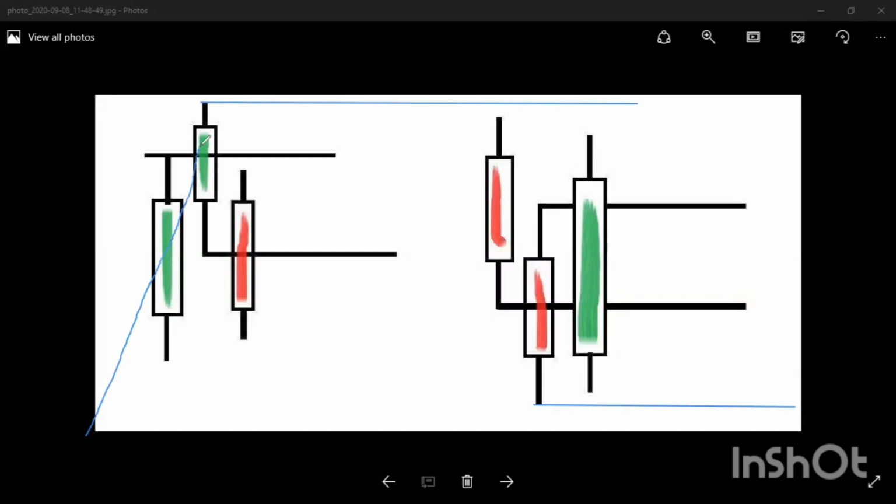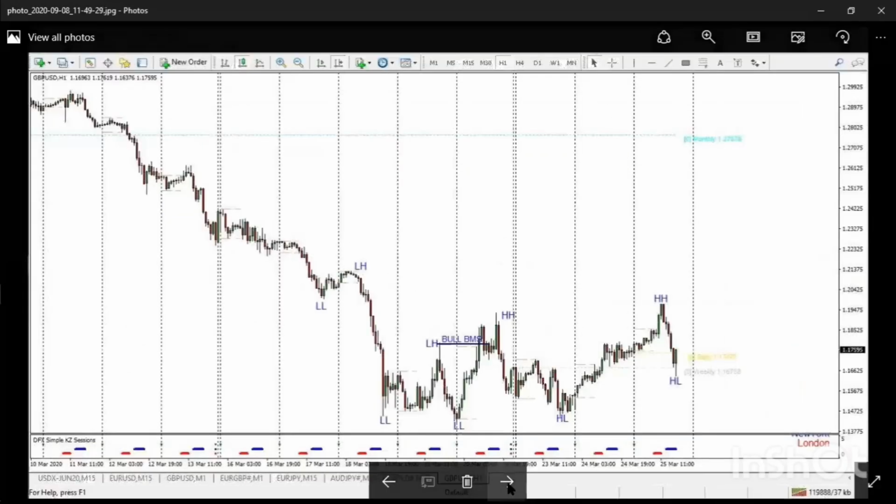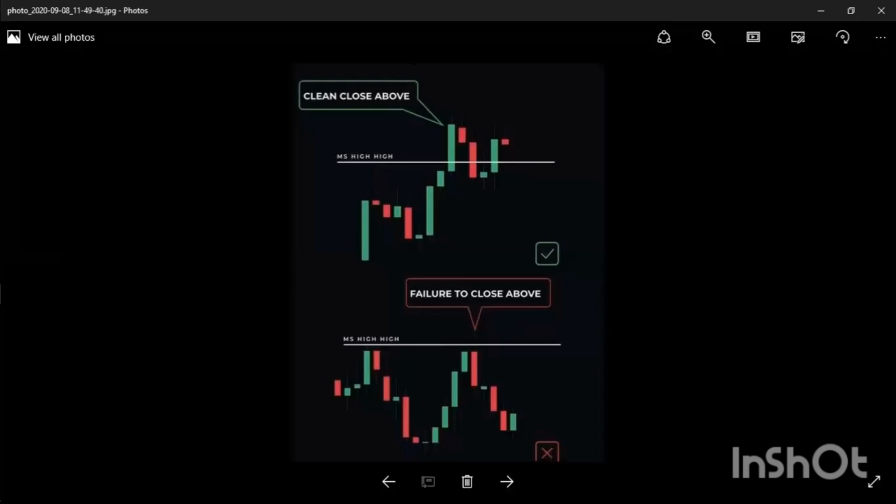So if this was a higher high, then a higher low, then when you see this, when price breaks this high here, this is what we call a BMS. That's a BMS. And what is a BMS? This is what we call a BMS.